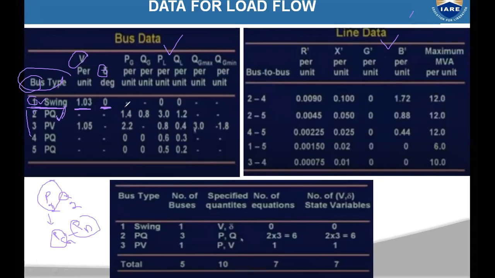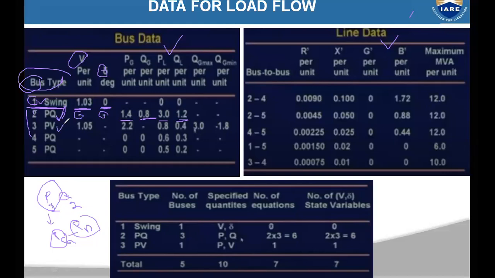At a PQ bus, PG is given, QG is given, PL is given, and QL is given, so P and Q can be determined. That means those two are specified, and you have to calculate V and delta. Q minimum and Q maximum are not specified. Q minimum and Q maximum are specified only for the PV bus.